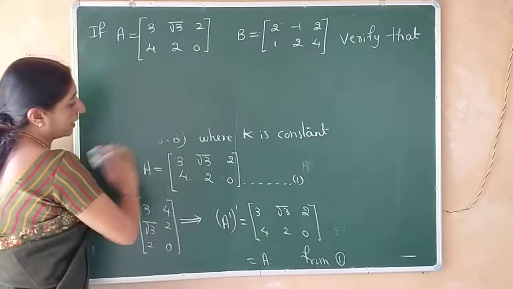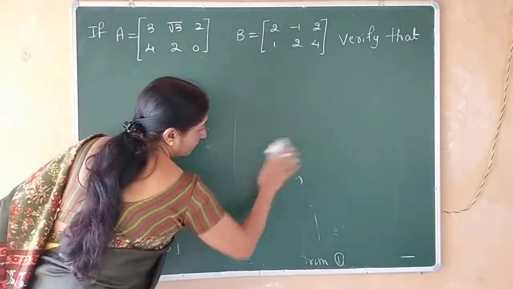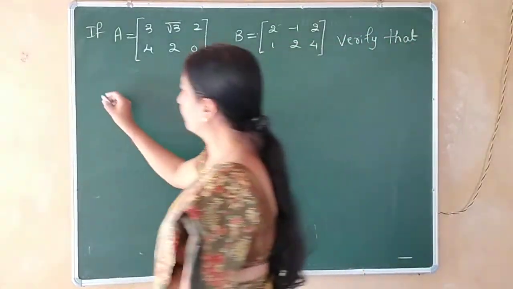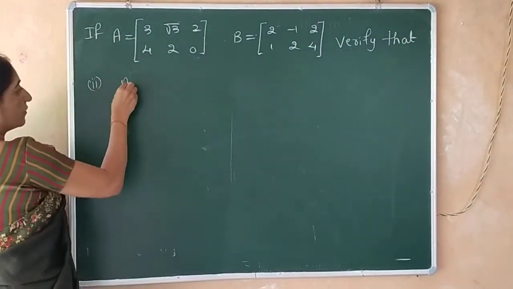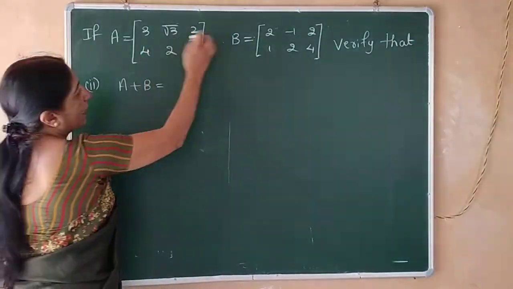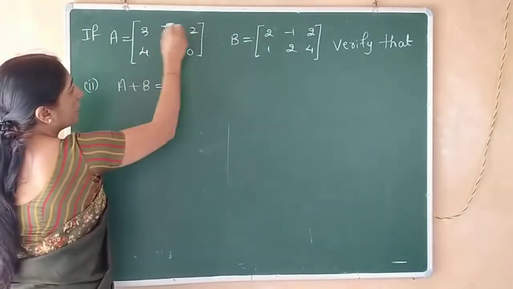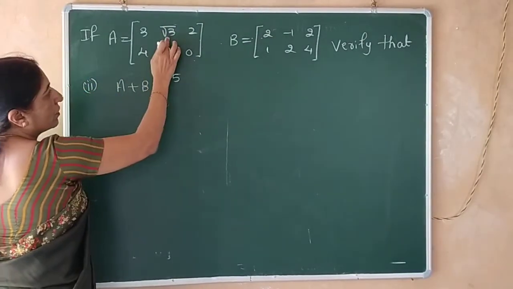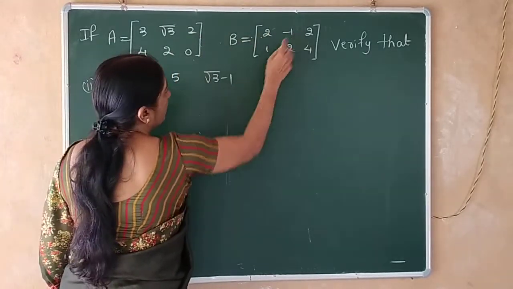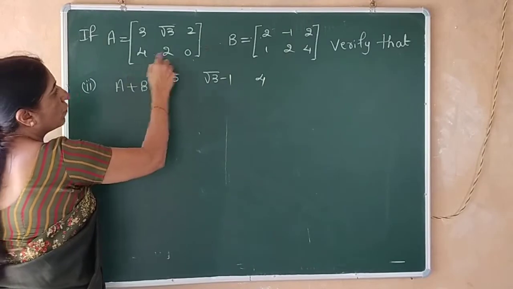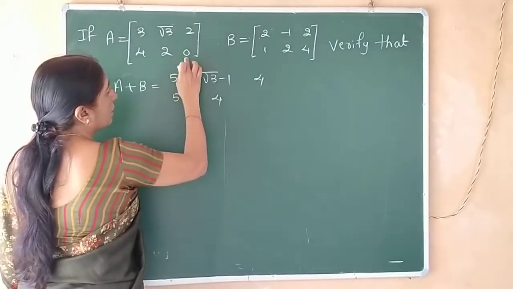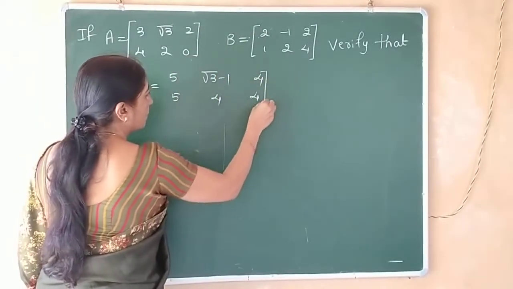Now moving to the second one. See, what is the second one? In the second one, first we have to go for A plus B. In A plus B, what will we do? We have to add the corresponding elements. 3 plus 2, 5. Root 3 minus 1, further simplification is not possible. Then 2 plus 2, 4. Next 4 plus 1, 5. Then 2 plus 2, 4. Then 0 plus 4.